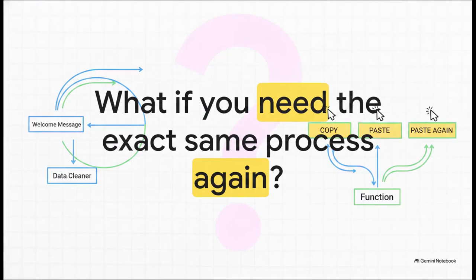But then, later on in your program, you suddenly realize you need that exact same welcome message, or data cleaner, again. So what do you do? Well, if you're just starting out, your natural instinct is probably to just highlight, copy, and paste that exact same chunk of logic. You hit copy, paste it further down, and you move on, right? And hey, maybe you need it a third time, so you just paste it again.